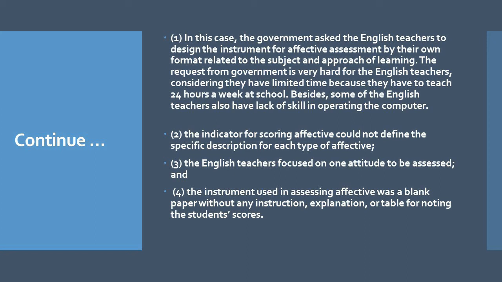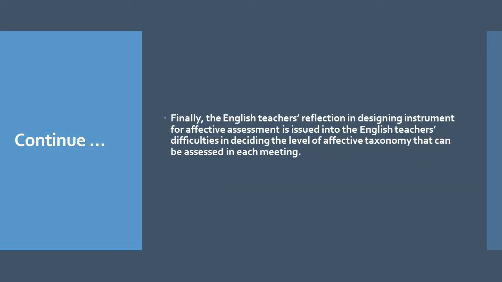Second, the indicator for scoring affective could not define the specific description for each type of affective. Third, the English teachers focused on only one attitude to be assessed. And fourth, the instrument used in assessing affective was a blank paper without any instruction, explanation, or table for noting the students' scores. Finally, the English teachers' reflection in designing instruments for affective assessment points to their difficulties in deciding the level of affective taxonomy that can be assessed in each meeting.